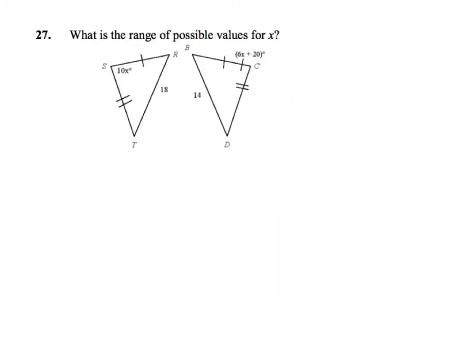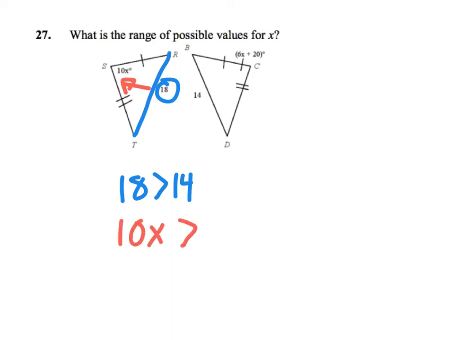My next one says, what is the range of possible values for x? Now that theorem or idea that we used for the last slide works for this one too. So my longer side is across from my bigger angle. So 18 is greater than 14. And 18 is across from 10x. So I know 10x is going to be greater than, across from 14, we have 6x plus 20.